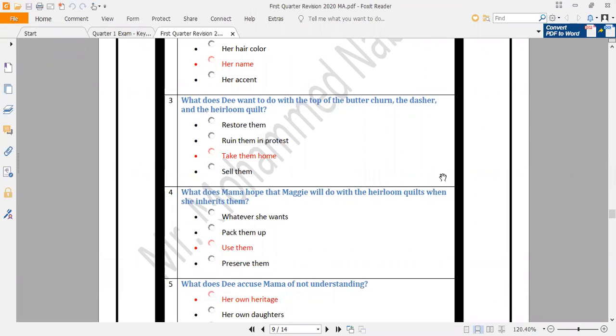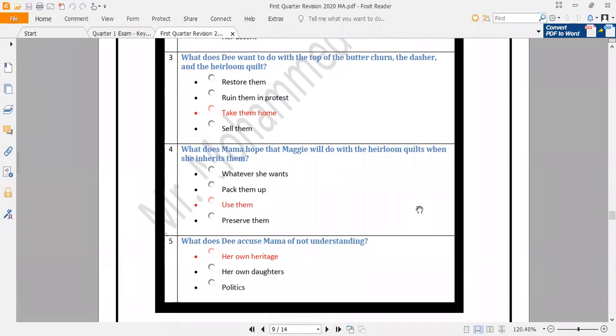Number 4, what does Mama hope that Maggie will do with the heirloom quilts when she inherits them? She hopes that she will use them every day. That's why the story is called Everyday Use, because these items are for everyday use from the point of view of Mama and Maggie.